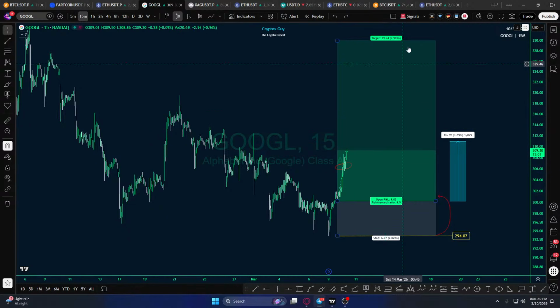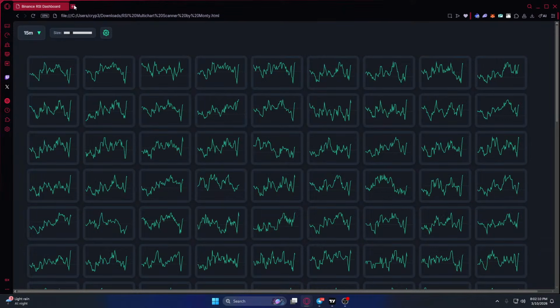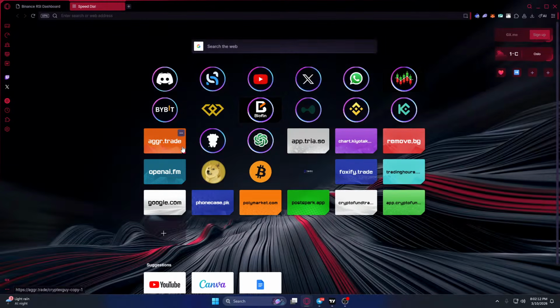That's my chart on Ethereum right now. Let me just pull over this one here so we can see some RSI plus this one.